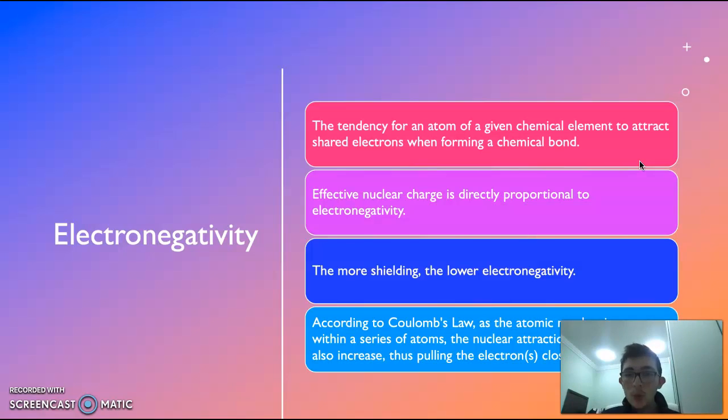And according to Coulomb's law, as atomic number increases with a series of atoms, the nuclear attraction for electrons will also increase, thus the pulling of the electrons closer to the nucleus. So the more nuclear attraction there is in an atom, the higher the electronegativity there will be.